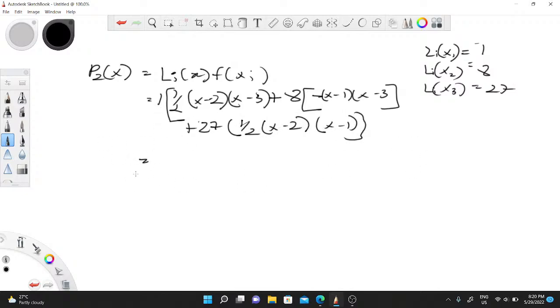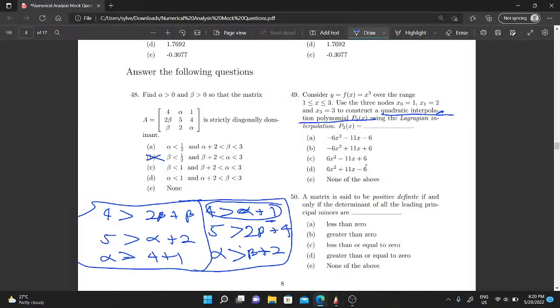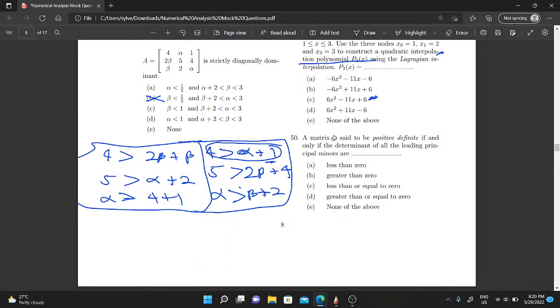And just spread it out, you do your expansion, you do your evaluation, and the answer you're supposed to get is 6x^2 minus 11x plus 6. You understand? And that gives you the option C. Perfect.